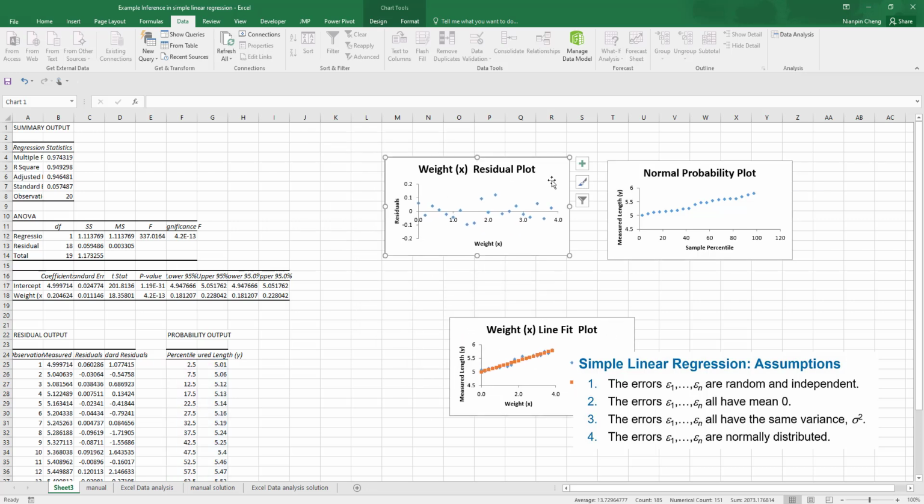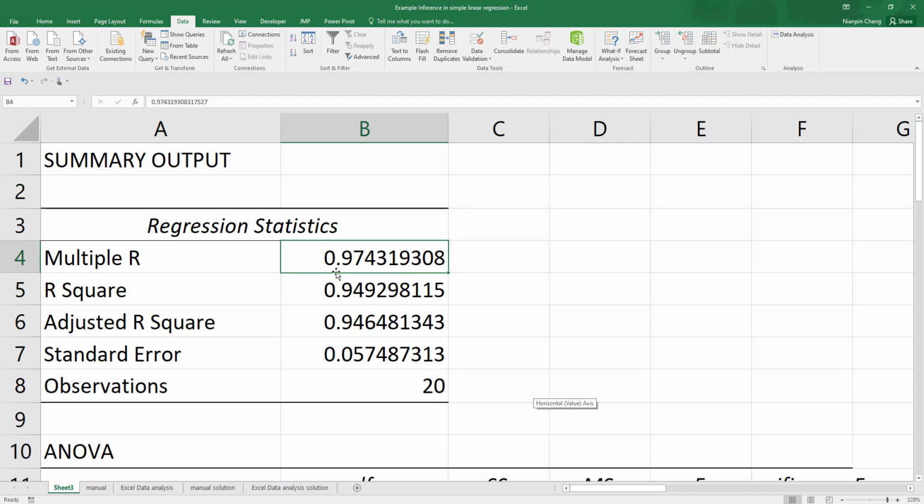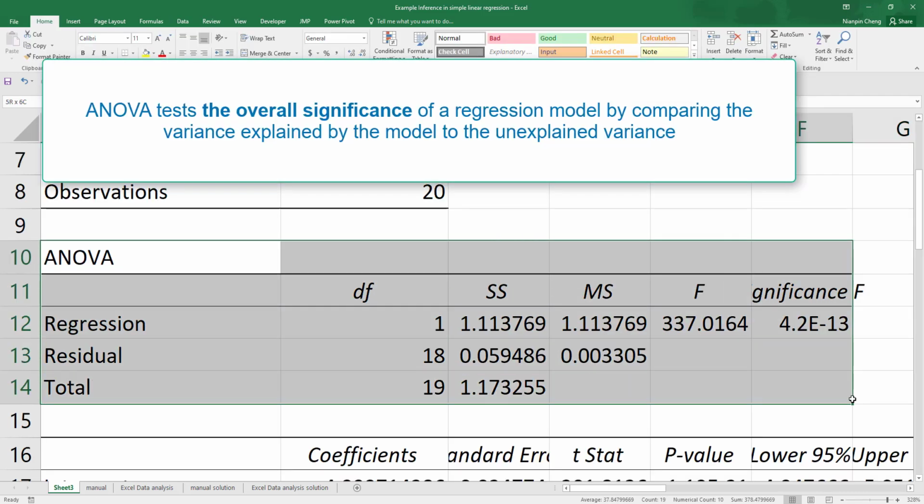We have the assumptions. So now this is the result. Here it calculates the value of R, the correlation coefficient. This is R squared, which is just the correlation coefficient squared, and the standard error. And it provides an ANOVA table.